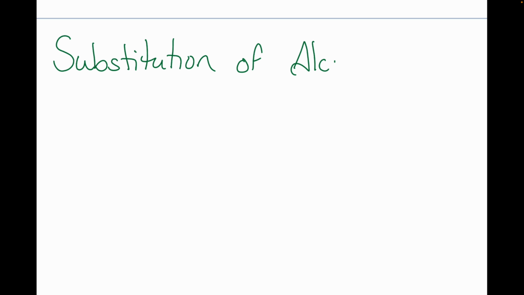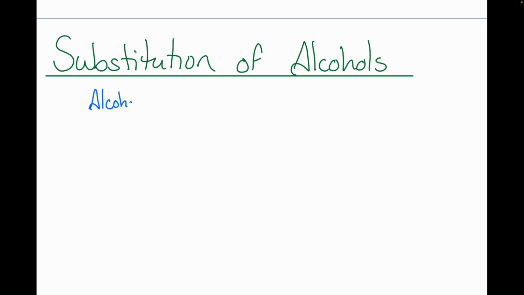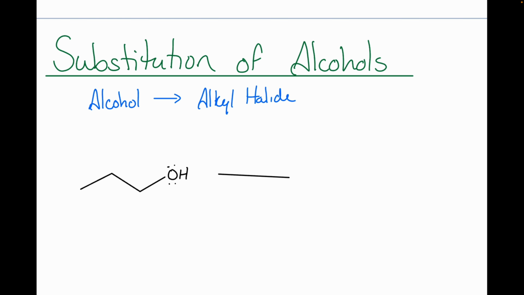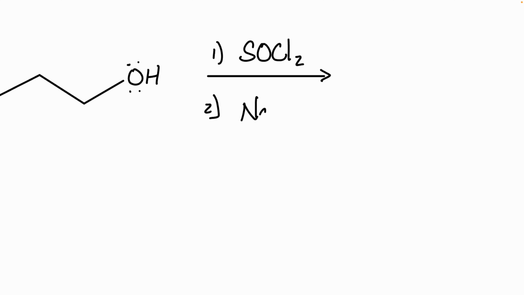All right, substitution of alcohols. And what we're going to use is that method of converting alcohols to an alkyl halide. Okay, so I'm going to take a primary alcohol here. I'm going to first convert it into a better leaving group by adding, in this case, thionyl chloride. But then I want to substitute off that good leaving group for some nucleophile. All right, so let's use sodium methoxide here.